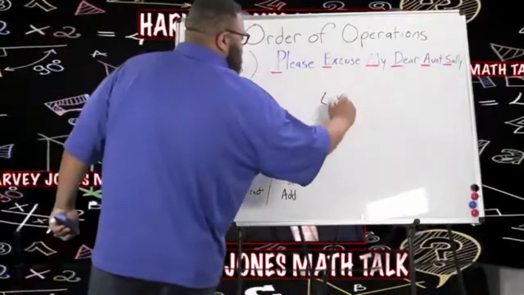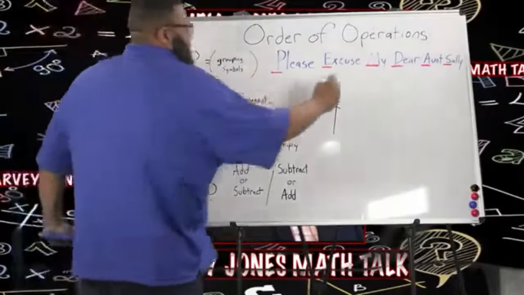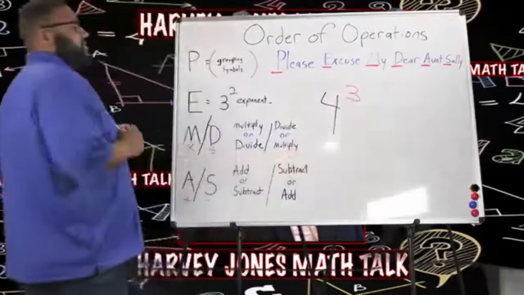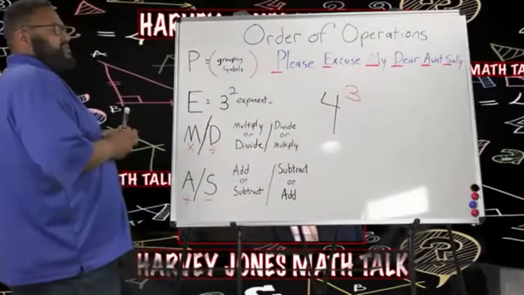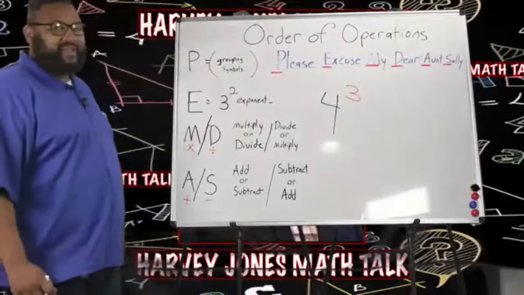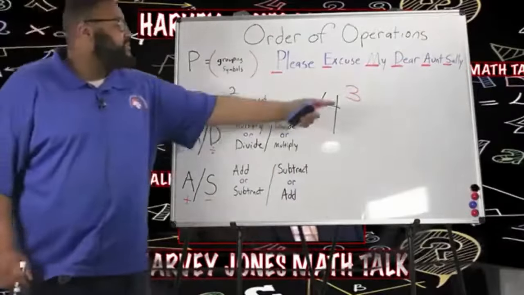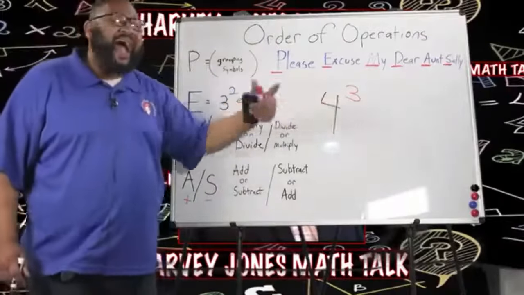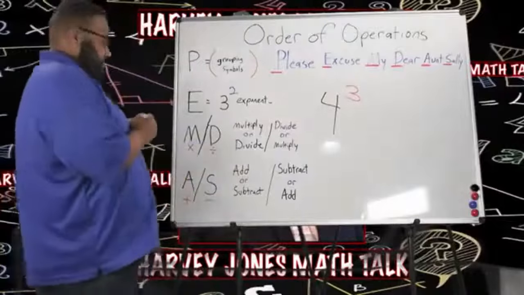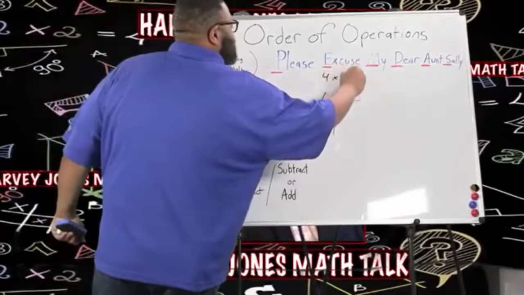Let's do 4 to the third. Mr. John, what does that mean? That's 4 times 3 is 12? No. That's not what that means. This doesn't mean that you multiply these two. No. This little number tells this number how many times to multiply it. So what we got here is going to be 4 times 4 times 4.